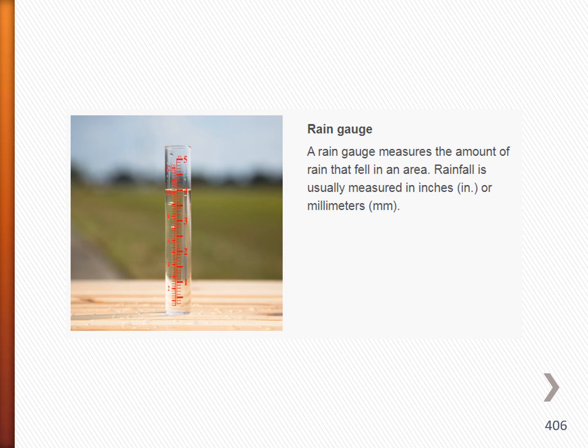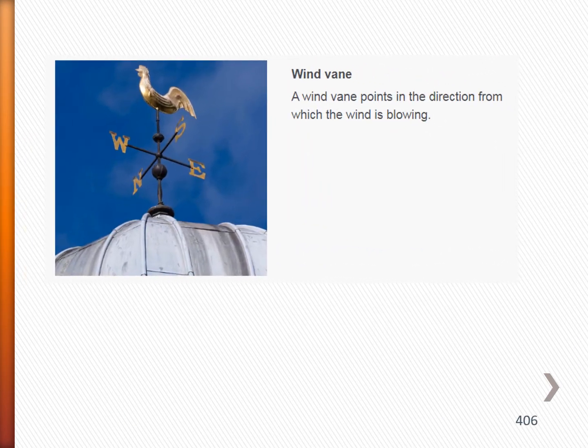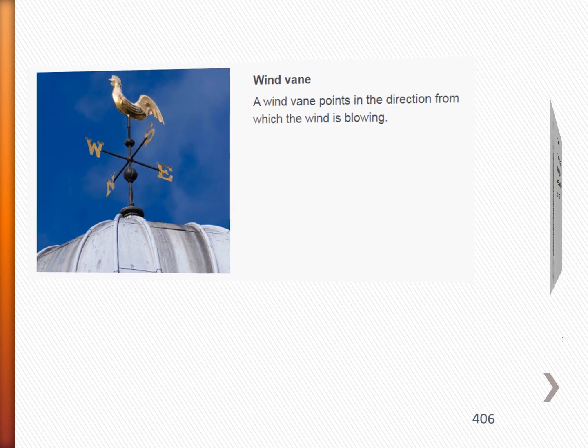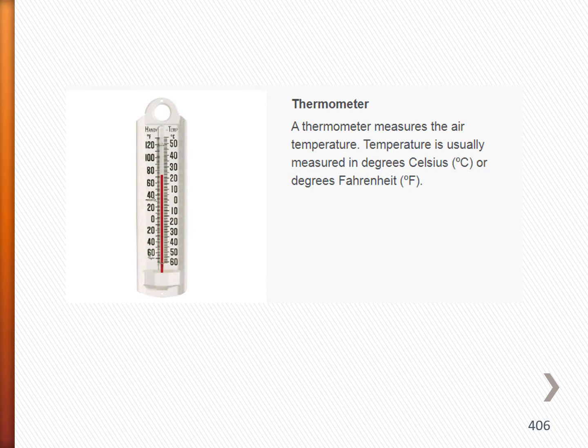This is a rain gauge. A rain gauge measures the amount of rain that fell in an area. Rainfall is usually measured in inches or millimeters. What do you see in the picture? Yes, it is a wind vane. A wind vane points in the direction from which the wind is blowing. Thermometer. A thermometer measures the air temperature. Temperature is usually measured in degrees Celsius or degrees Fahrenheit.